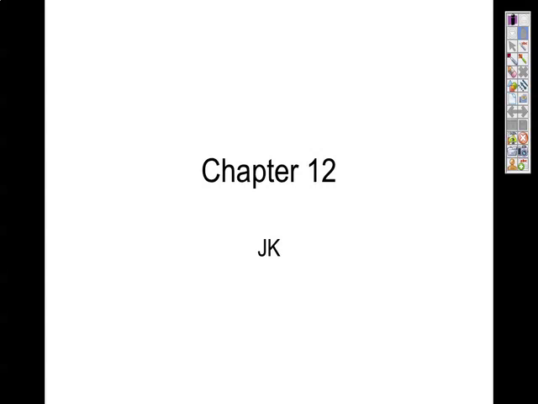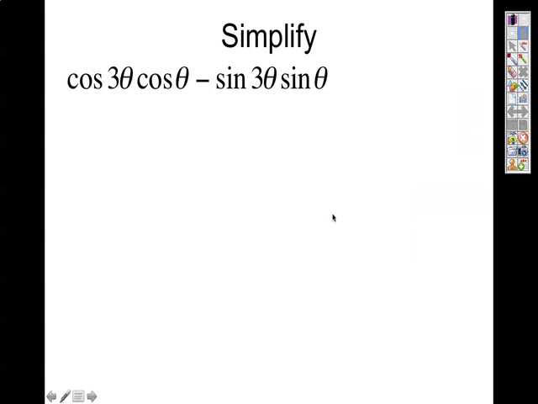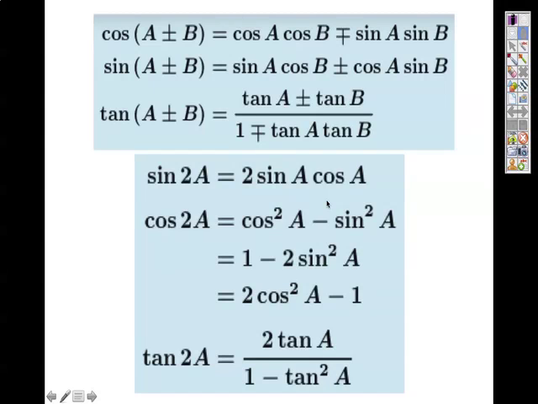Last part of chapter 12, we're going to be looking at more identities. And again, in order to get good with these, you just got to do a lot of practice. There's no real quick shortcut to take. So here are the sum and difference identities, as well as the double angle identities.